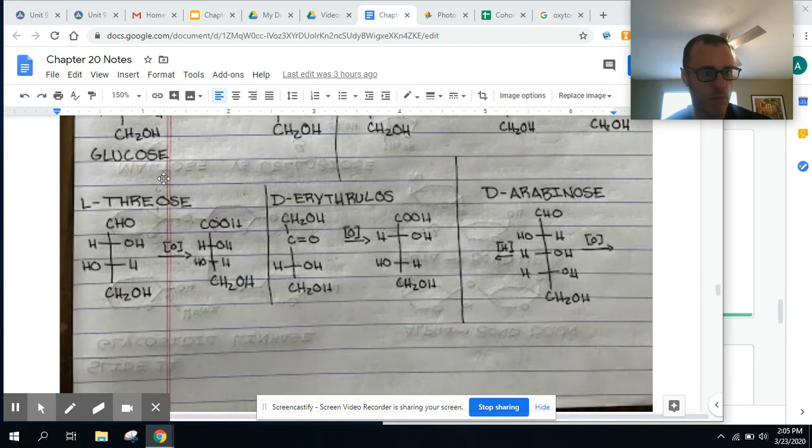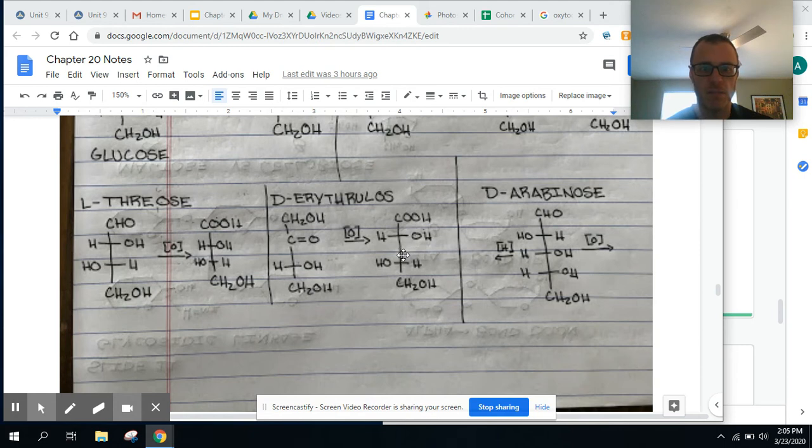We go down here, threose. This is an aldose. It's oxidized. There's your carboxylic acid. Erythrulose. All right. This is oxidized and it becomes the same thing. Both L-threose and D-erythrulose, they both end up being carboxylic acids. So we have this. Everybody with me?